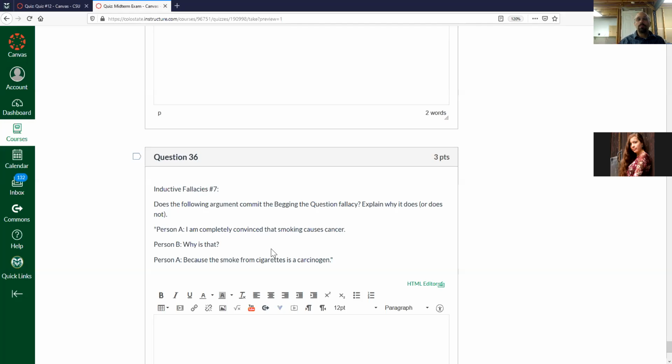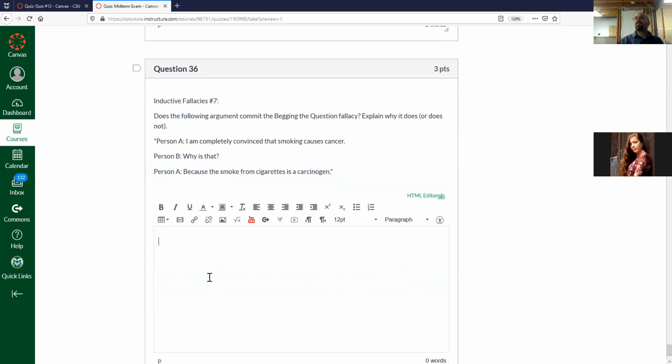Does the following argument commit the begging the question fallacy? Explain why it does or does not. This one's very close. That's why it's the last of the problems. This is probably the trickiest of these fallacy questions. So, I am completely convinced that smoking causes cancer. Why? Because the smoke from cigarettes is carcinogenic, or is a carcinogen.